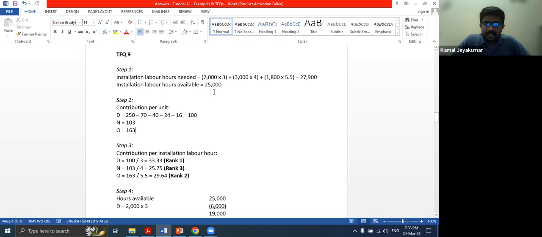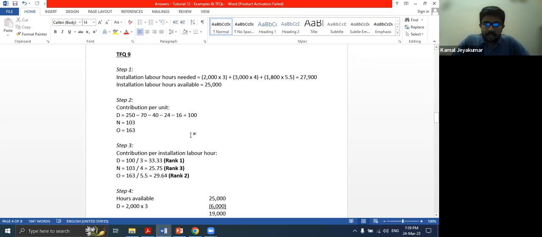But look at this, Day Scan needs 3 hours to make one product, right? But that's giving a low contribution. Night Scan gives a slightly higher contribution, but you need 4 hours to make it, so you have to use a little more of your limiting factor, the limited resource. OmniScan gives you the highest contribution, but you need 5.5 hours to make 1 unit. To get this $163 contribution, you need to spend 5.5 hours of your limited resource, right?